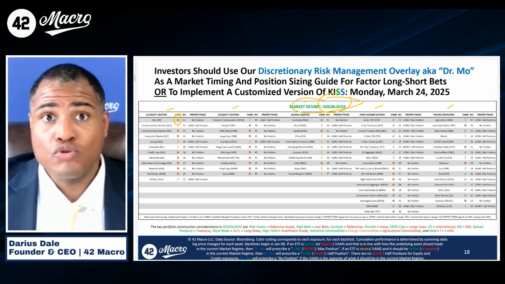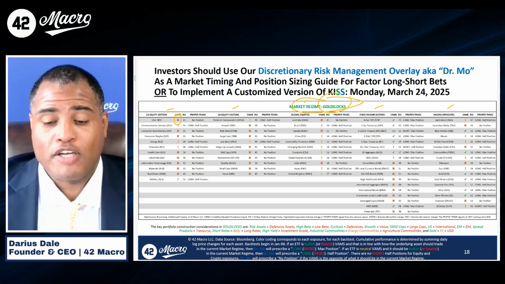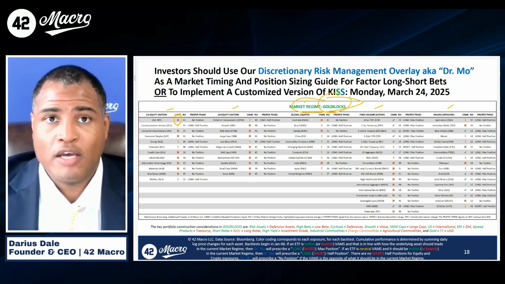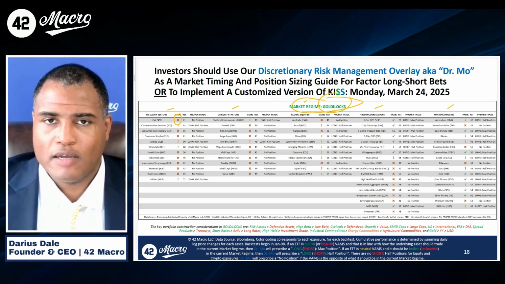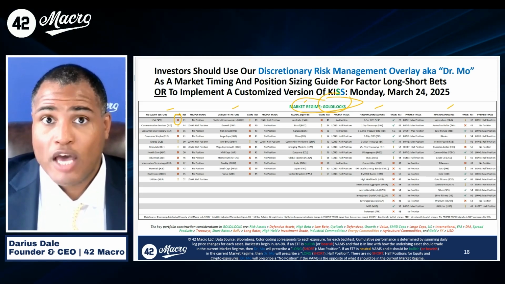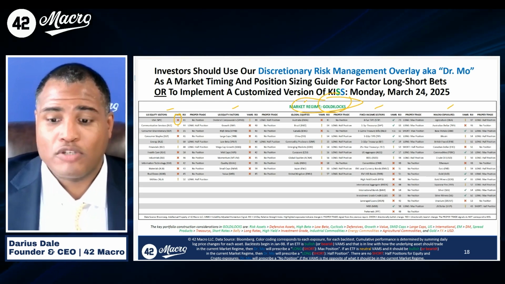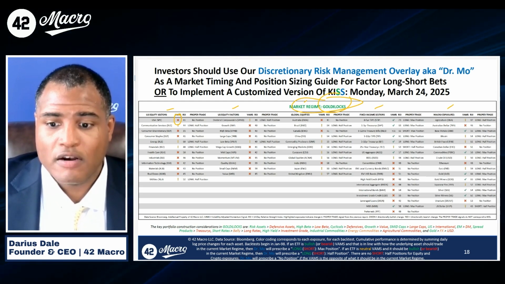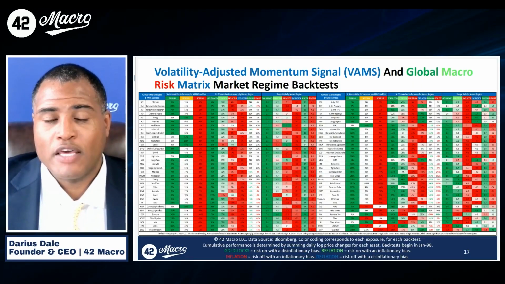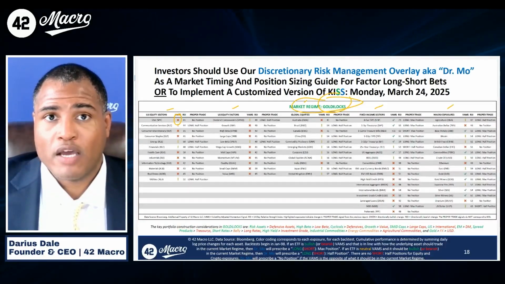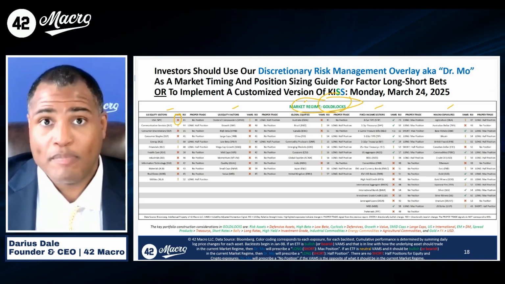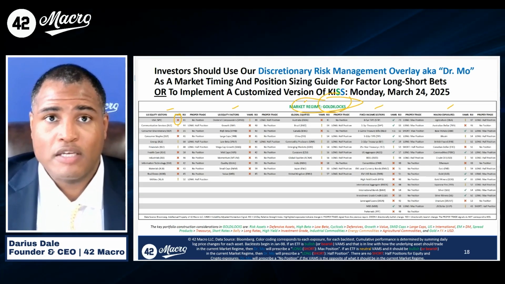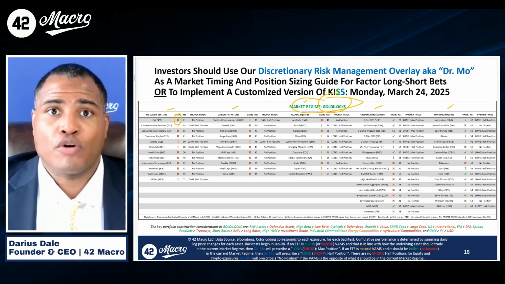If an asset is neutral, but it should be bullish in the particular market regime that we're currently in, then Dr. Mo will recommend a long half position in that particular asset. If an asset is neutral and it should be bearish, based on how it's historically traded in the particular regime according to our backtesting, then Dr. Mo will recommend a short half position. And then finally, if an asset is bearish, and it should be bearish in the particular regime, then Dr. Mo will recommend a short max position.